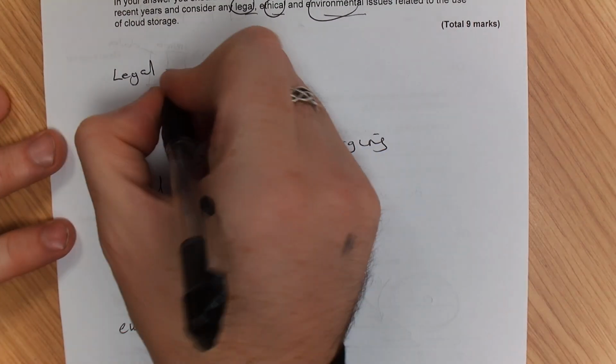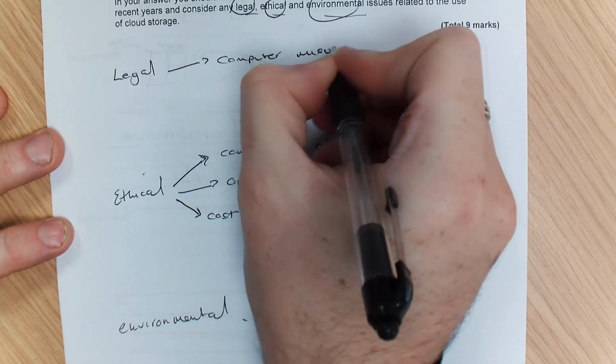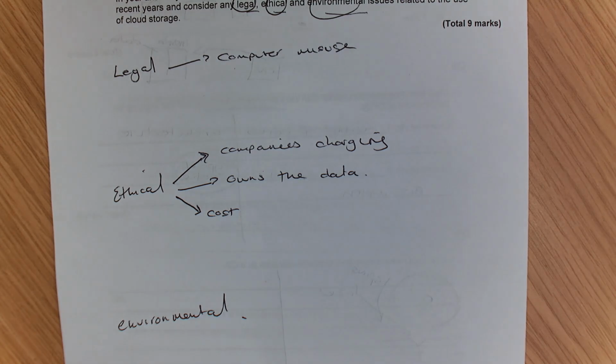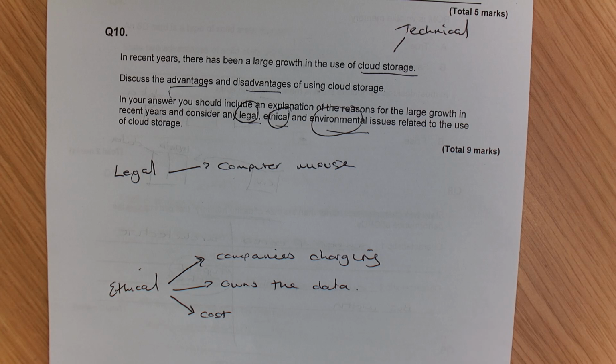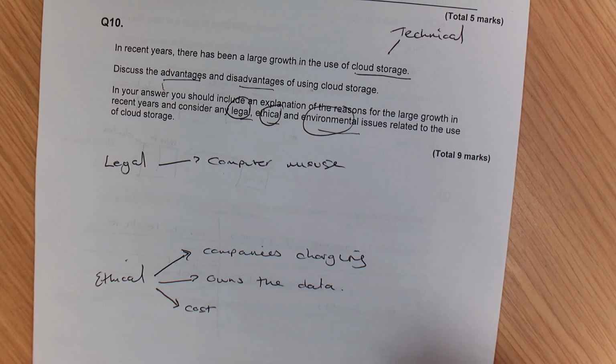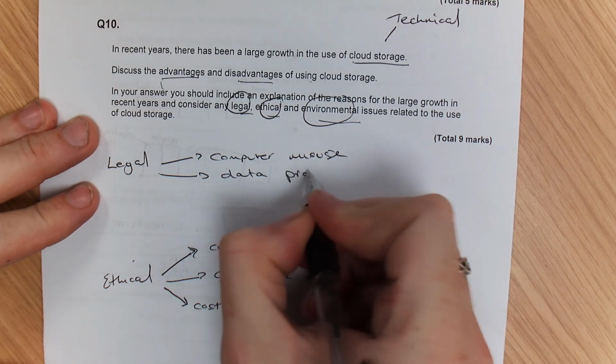Legal issues: you've got the Computer Misuse Act. Now, if you just said, "Does the data comply with the Computer Misuse Act?" that's not enough. You need to tell me that you understand it. With data being stored in the cloud, we are in danger of people hacking into the cloud and accessing people's personal data. That means somebody has broken the Computer Misuse Act. On top of that, the company is at fault because they have not protected your data, which then breaches the Data Protection Act.